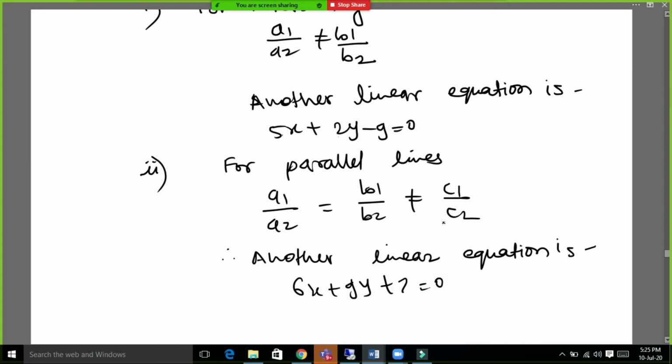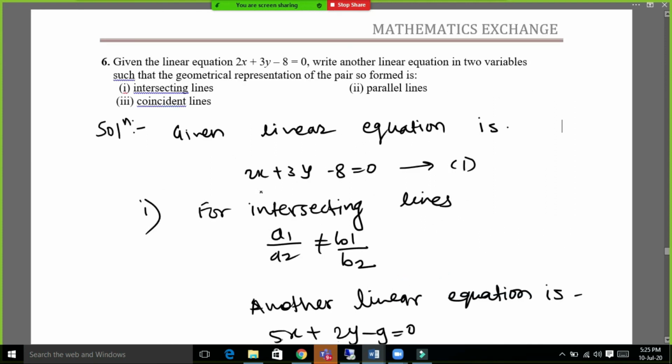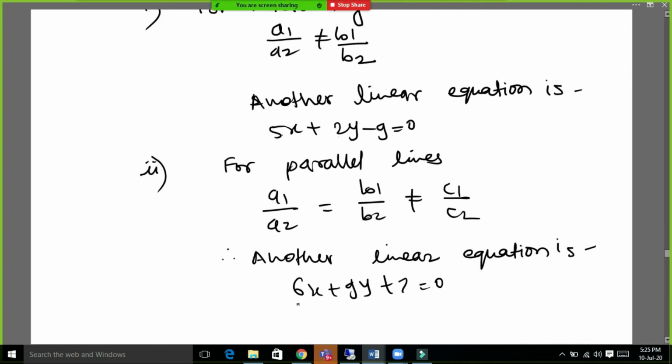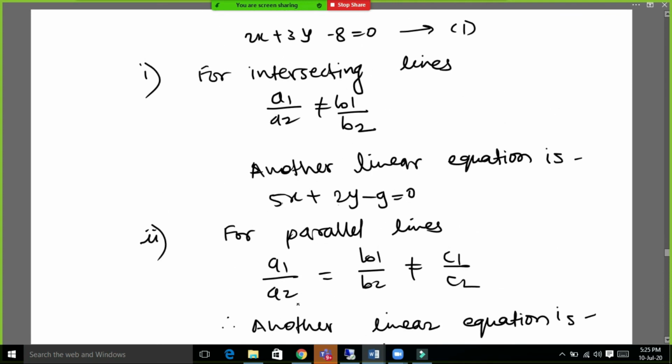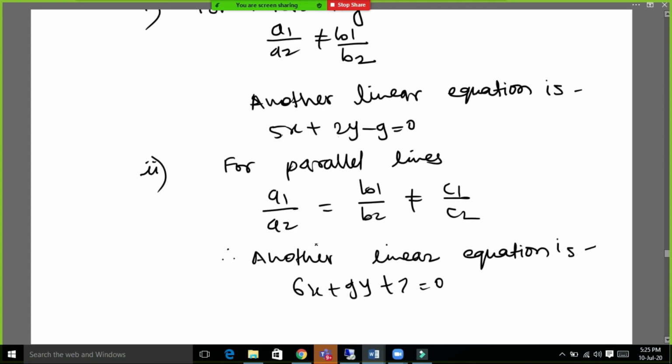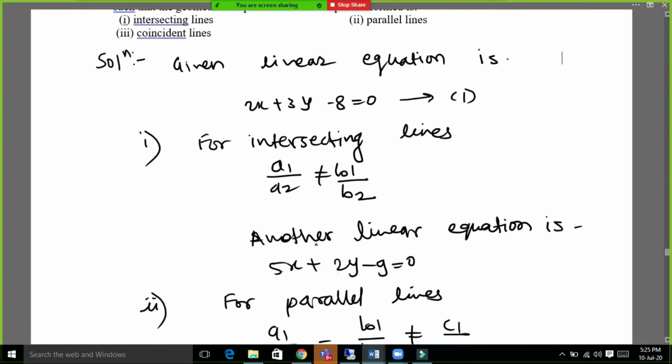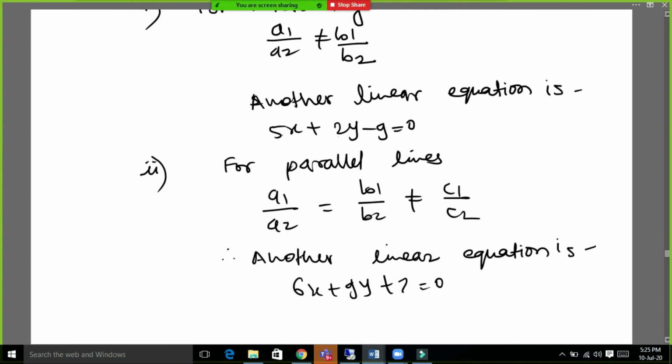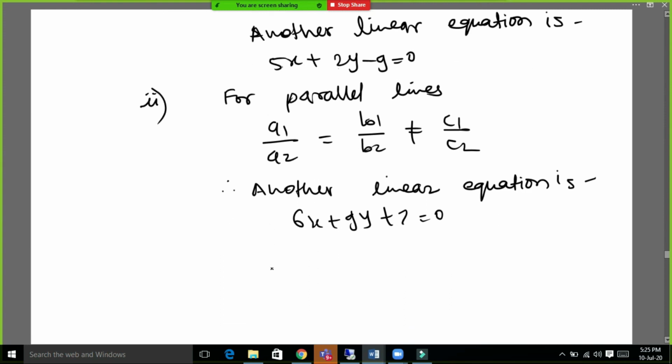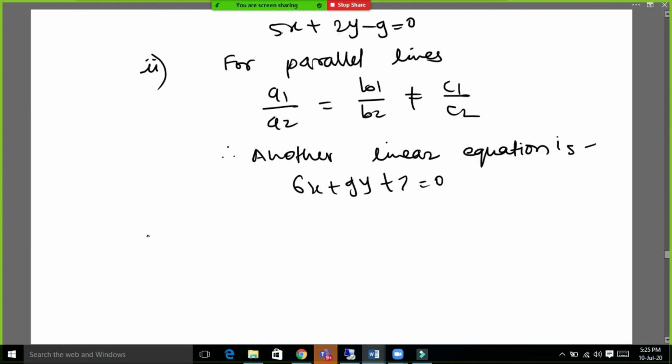So if we compare the ratios, for the first equation we have a1 is 2 and a2 is 6. So a1 upon a2, that is 2 by 6, is 1 by 3. Similarly b1 upon b2 is 3 by 9, that is 1 by 3. And c1 upon c2 is minus 8 upon 7. So this condition gets satisfied over here. So this linear equation shows the parallel lines with the first equation.